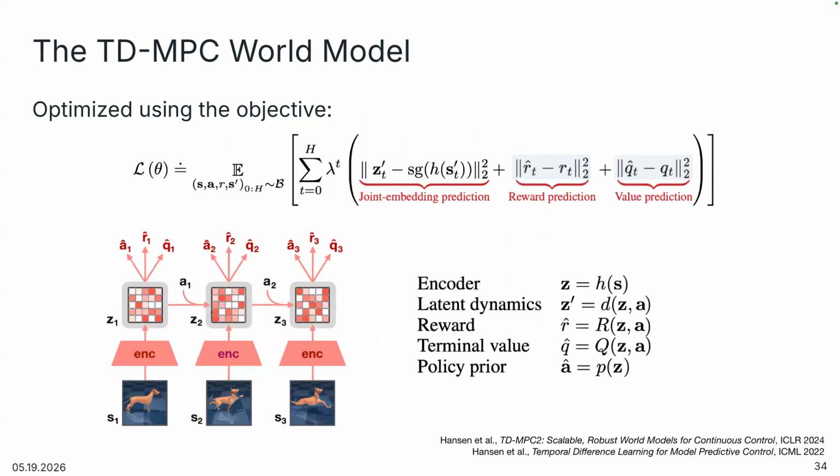So you can write it a little bit more formally. Here's the exact equation that we're using. So there's an expectation here over the data set. There's a sum here across time, which is weighted, so that we are prioritizing the things that are closer in the future. And then we have three terms here that we apply each time step. So one is the joint embedding prediction. That's the self-prediction objective that I just explained. Then we have reward prediction, which is supervised learning on the reward function. And then we have this TD learning objective. And we're optimizing all of these jointly.